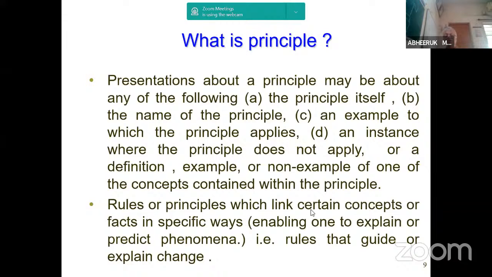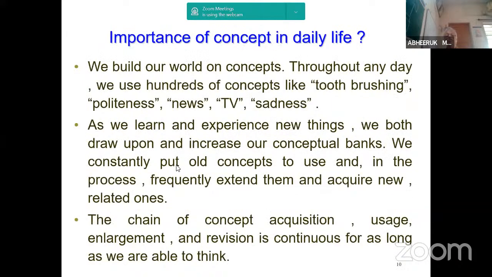Rules or principles which link certain concepts or facts in some specific ways, so some facts may also come. Okay, so this is about principle. So these 4 things we have discussed. Now we are going to discuss in detail about the concept.